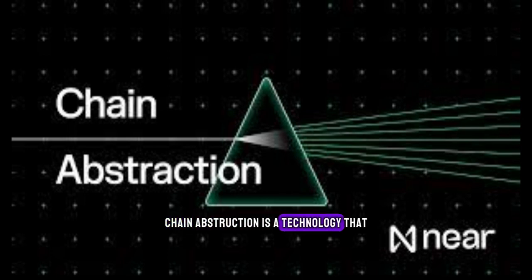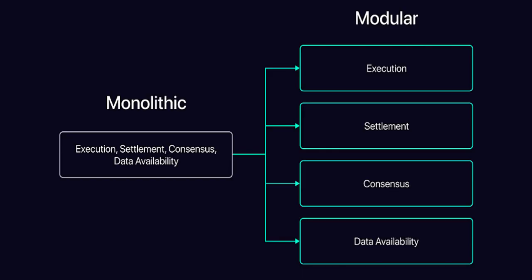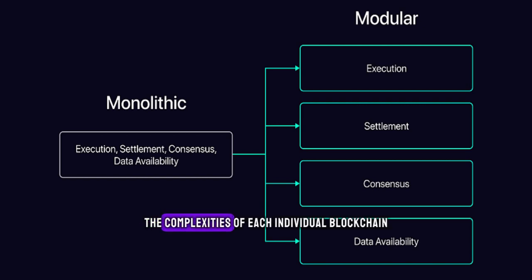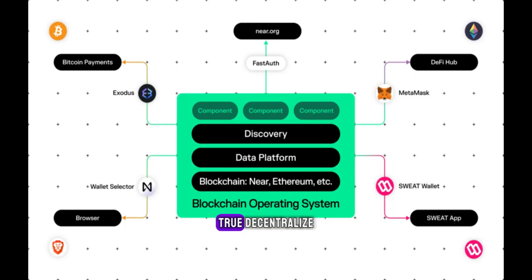Chain abstraction is a technology that allows you to interact with multiple blockchains through a single simplified interface. Instead of learning and managing the complexities of each individual blockchain, chain abstraction lets you perform actions like transactions and smart contract interactions across different blockchains in a unified, simplified way through decentralized front ends.